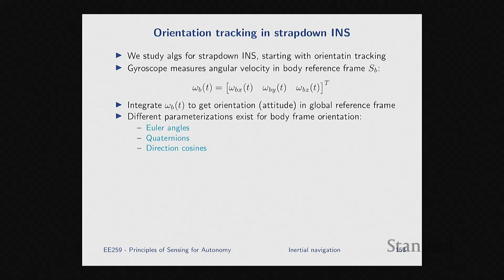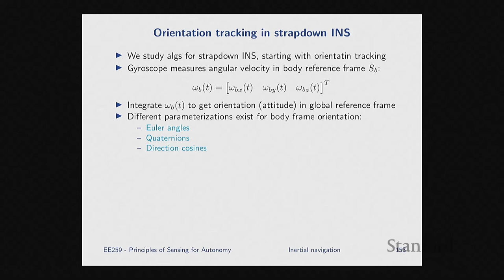And at a high level, to track orientation, also called the attitude of the device, the angular velocities are the rates of rotation, right? So if you integrate the rate of rotation, then you should be able to get the actual orientation or the pose of the device. So at a high level, you want to integrate omega, or the three components of omega, to find the orientation in the global reference frame.